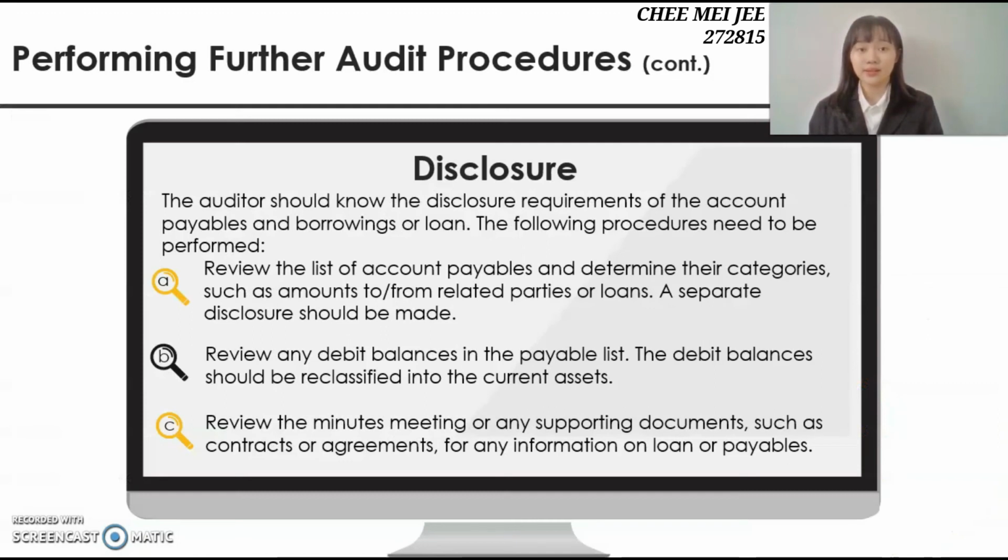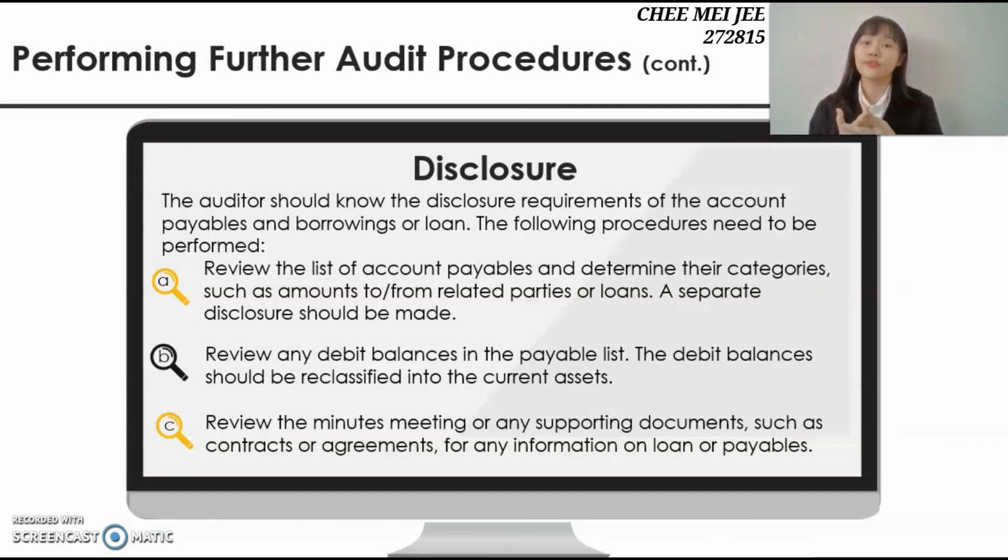After all the tests are done, auditor needs to disclose in the report. Auditor should know the disclosure requirement on accounts payable and borrowing or loan. Thus, auditor should review the list of accounts payable and determine their category, whether the amount is to or from a related party or a loan. A separate disclosure should be made.